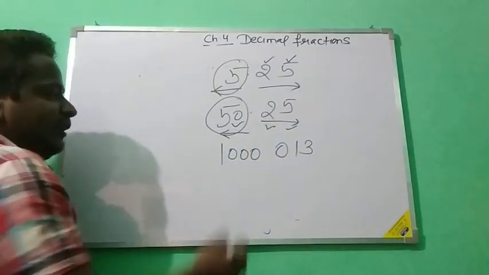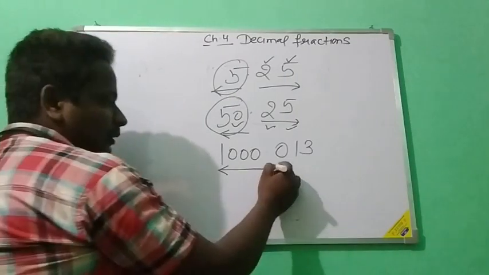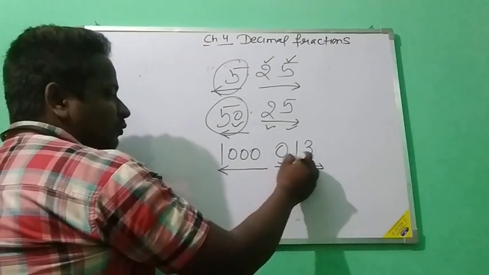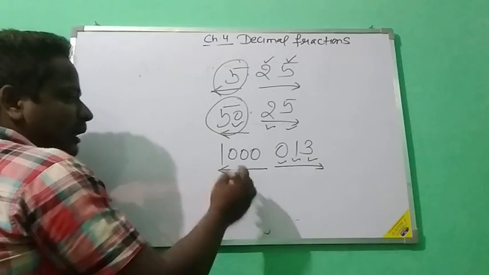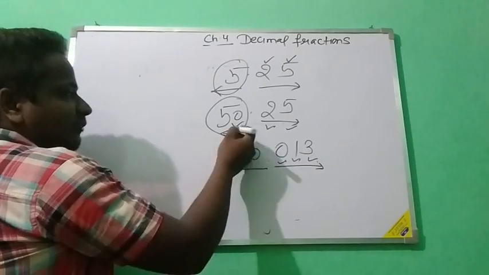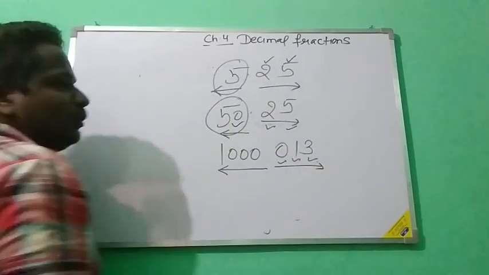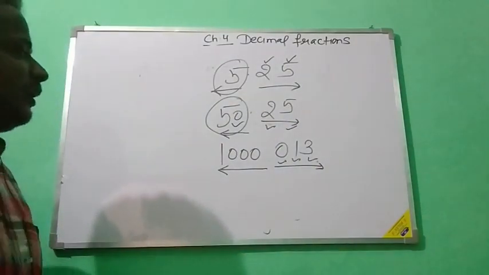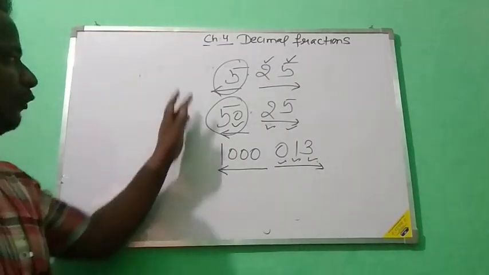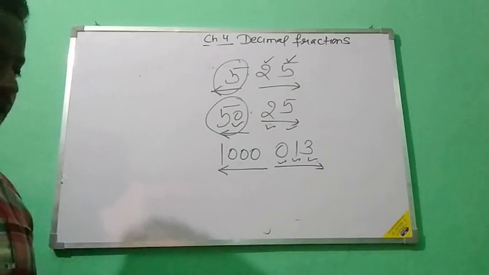Take one more example like 1000.013. I will read the left number as 1000 and the number to the right side as 013. So it will become 1000.013, 50.25, 5.25. So I think now you know how to read a decimal number.